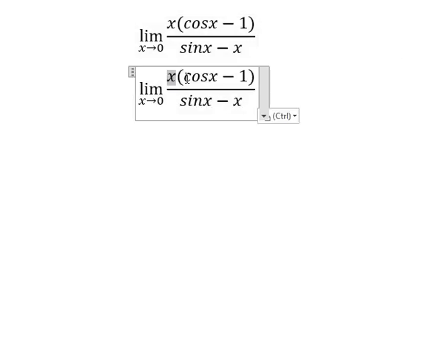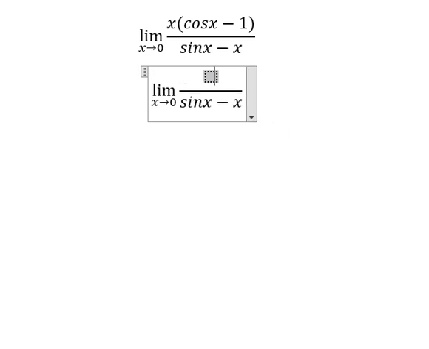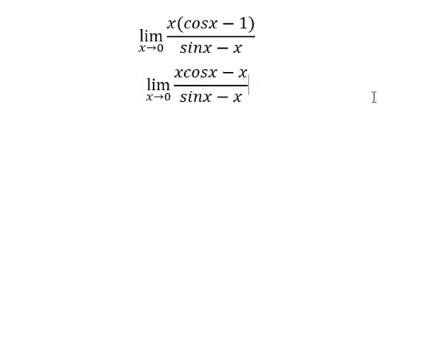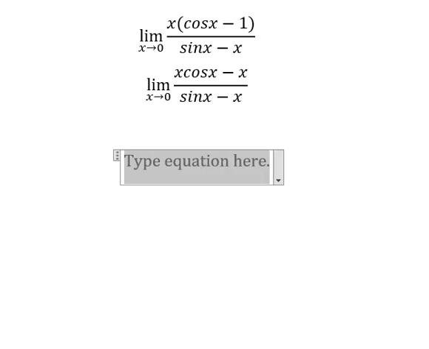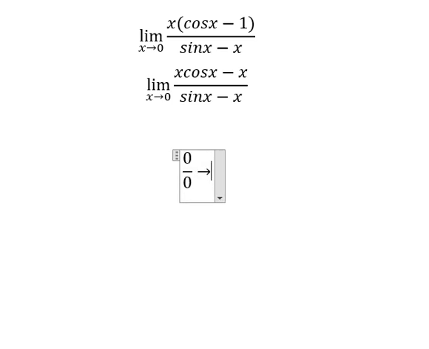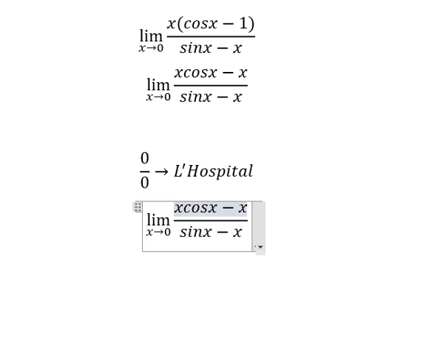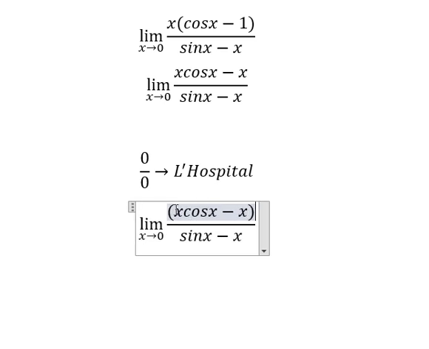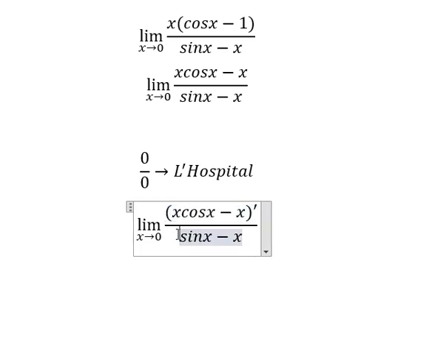About x, we multiply by cosine x minus number 1. If I put number 0 going here, here, and here, we have 0 over 0. So we can use L'Hospital. That means we need to do first the derivative on the numerator and the denominator.